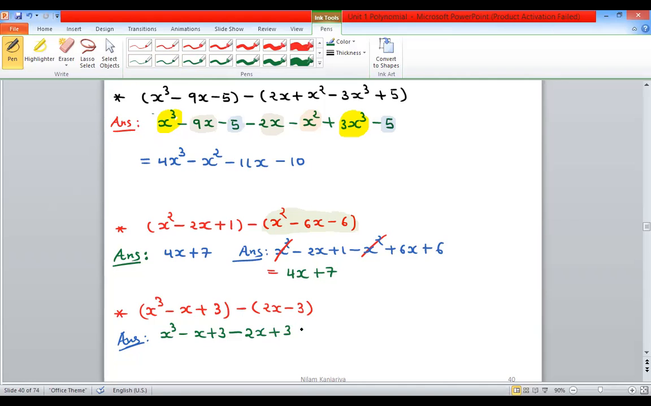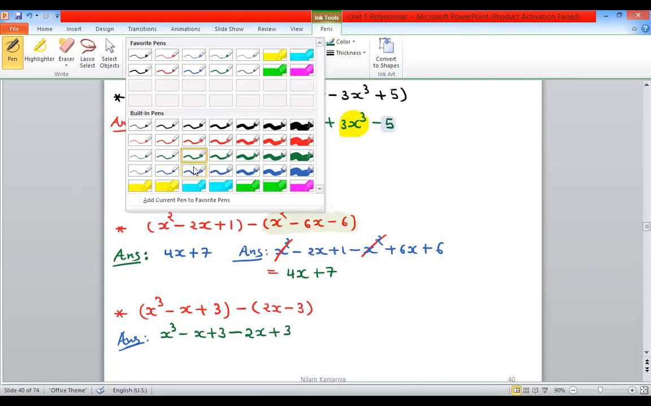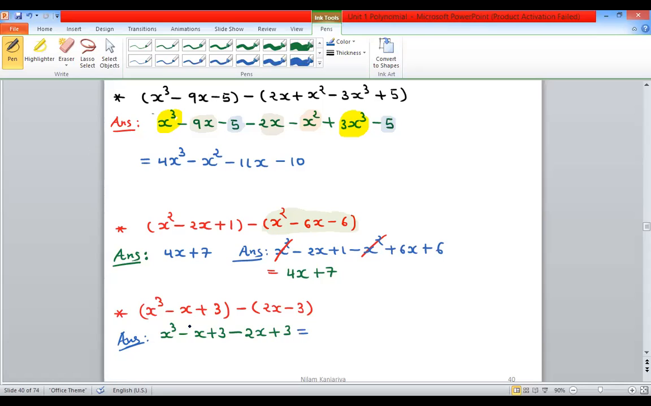Now add the like terms whose variables are the same. The first, x cube, there is no other term, so same as it is. Similarly, turn to the x variable. These are the two x terms. Minus x minus 2x, it is minus 3x, plus 3 minus 3, plus 6. And this is your answer.